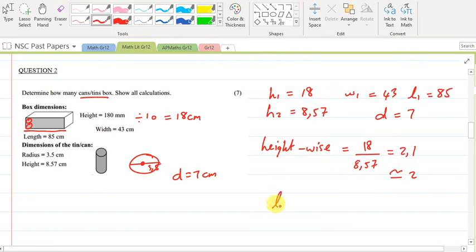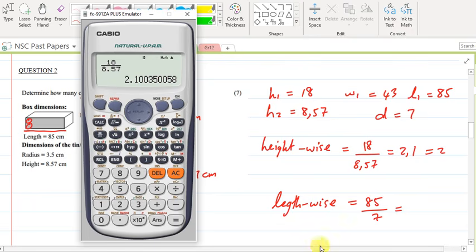So this length here is 85, and if we divide it by 7, we should get, let's put the 2 higher up. So remember, 2 layers, 85 divided by 7, so you're going to take 85 over 7, we get an answer of 12.14. So approximately 12 over here.